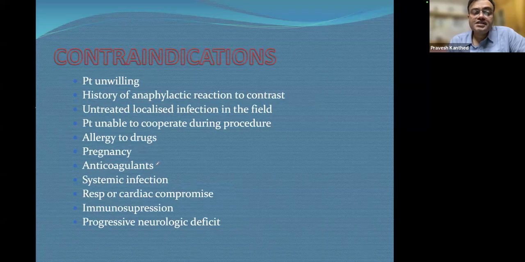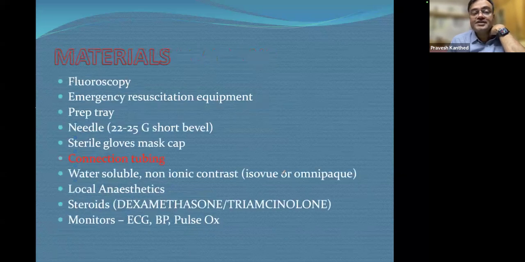Now, what are the contraindications? Obviously, an unwilling patient is an absolute contraindication. History of anaphylactic reactions to contrast, untreated localized infection in the field, that is local infection, patient unable to cooperate during the procedure, allergy to any of the drugs including the dye, pregnancy, anticoagulation, systemic infections, respiratory or cardiac compromise. These are relative contraindications, along with immunosuppression and a progressive neurological deficit.